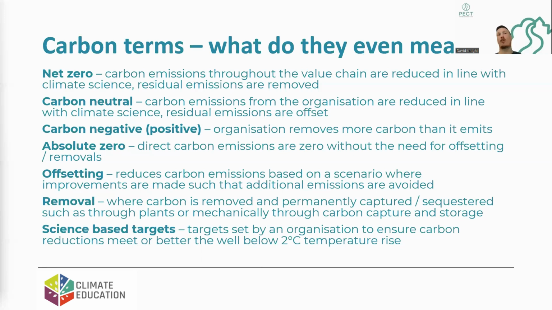So then we talk about offsetting and removals. So essentially, offsetting is where we reduce carbon emissions based on a scenario where we make improvements such that additional emissions are avoided. So what we're basically talking about is we invest in projects that help to improve efficiencies, release less carbon into the atmosphere so that we avoid additional carbon being created. I'm probably making this sound far more technical than it is.